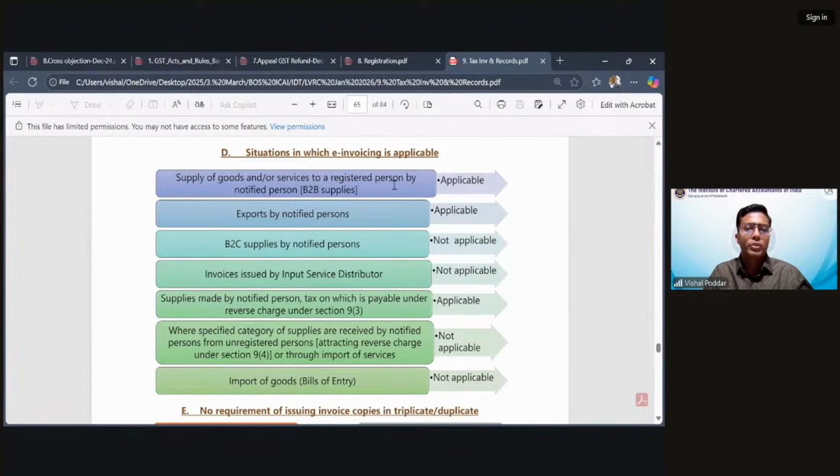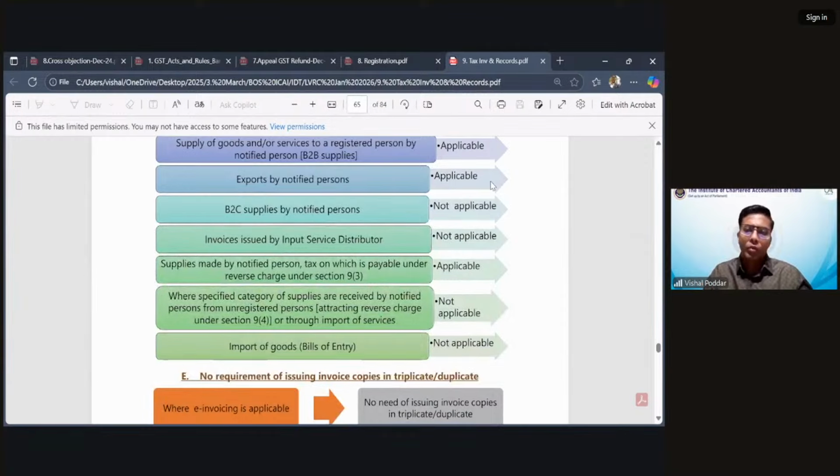First, supply of goods or services to a registered person by a notified person, that is, a person whose turnover exceeds 5 crore, etc. E-invoicing is applicable. Exports, e-invoice is applicable. But where the same notified person is making supply to an unregistered person, which is called B2C supply, as on date, e-invoice is not required. So e-invoice is required only for B2B supplies as on date. For B2C, we have another concept called QR code, but for that still the limit is very high. That is applicable only where the entity's turnover is exceeding 500 crores. So that is still a long journey before B2C comes under any such type of reporting.